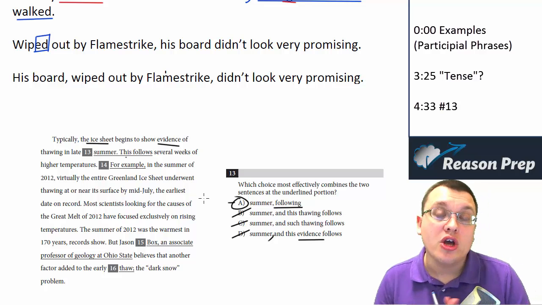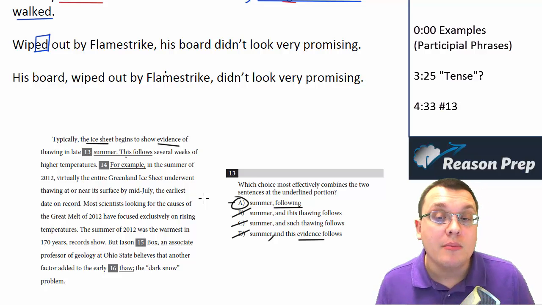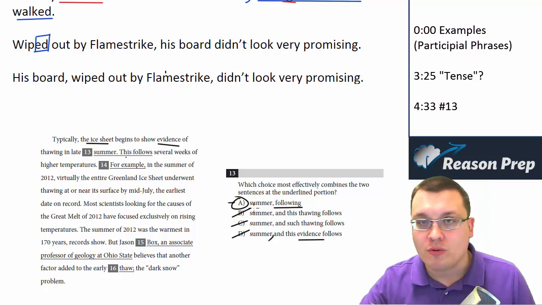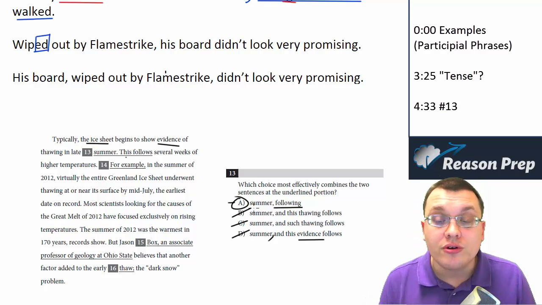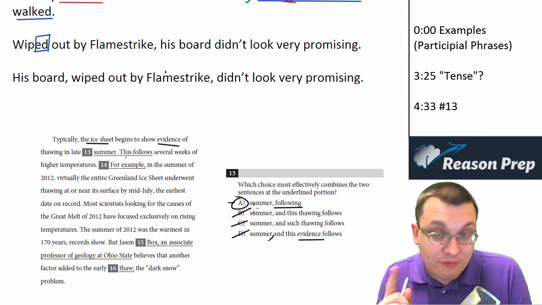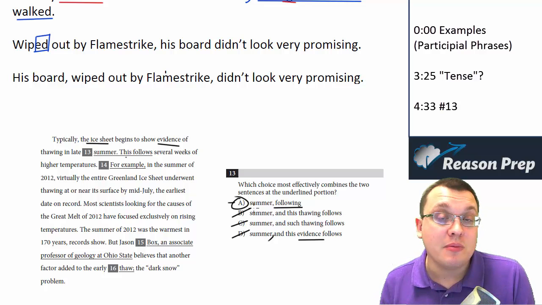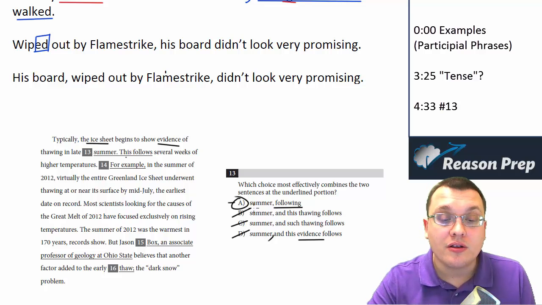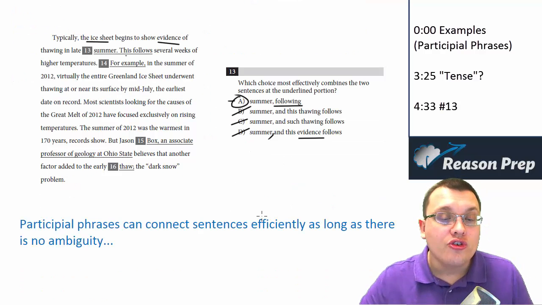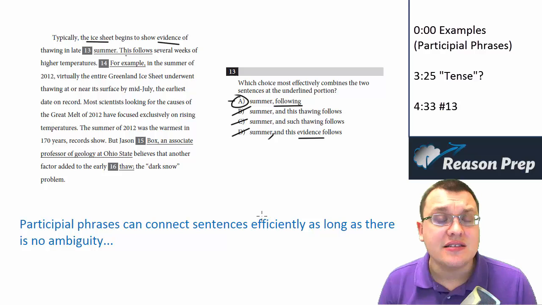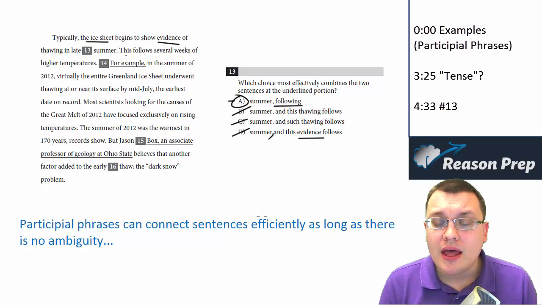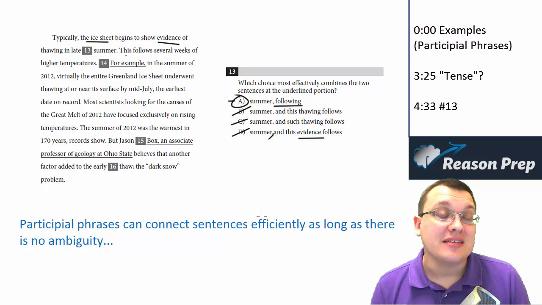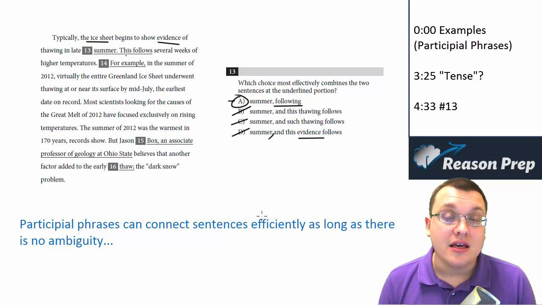I do want to note, don't just immediately pick the shorter one, because sometimes the shorter one has a grammar error in it, which makes it wrong regardless of how short it is. But do note that if you're choosing between two or three that seem to be all grammatically correct, go with the shorter one. It's typically going to be right. So participial phrases can connect sentences efficiently, as we saw in this one, as long as there is no ambiguity. And let's take a look at some examples of what I mean by that in the next lecture.